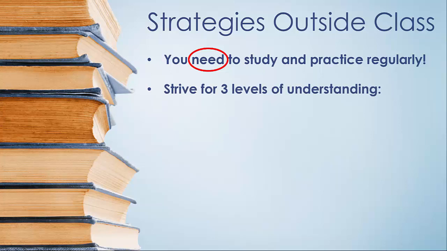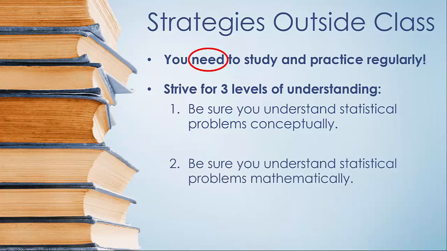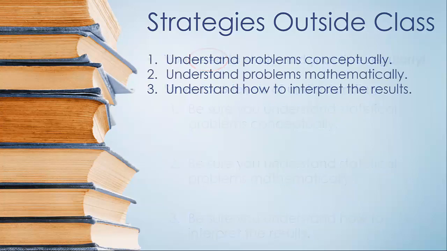You should strive for 3 levels of understanding. Let me talk about them really quickly and then we'll go through an example. 1 level of understanding. Be sure to understand all statistical problems conceptually. Another thing, be sure to understand all statistical problems mathematically. In other words, how to compute them. And then finally, be sure that you understand all statistical problems in terms of how you can interpret them. Let's go through a real quick example so you know what I mean.